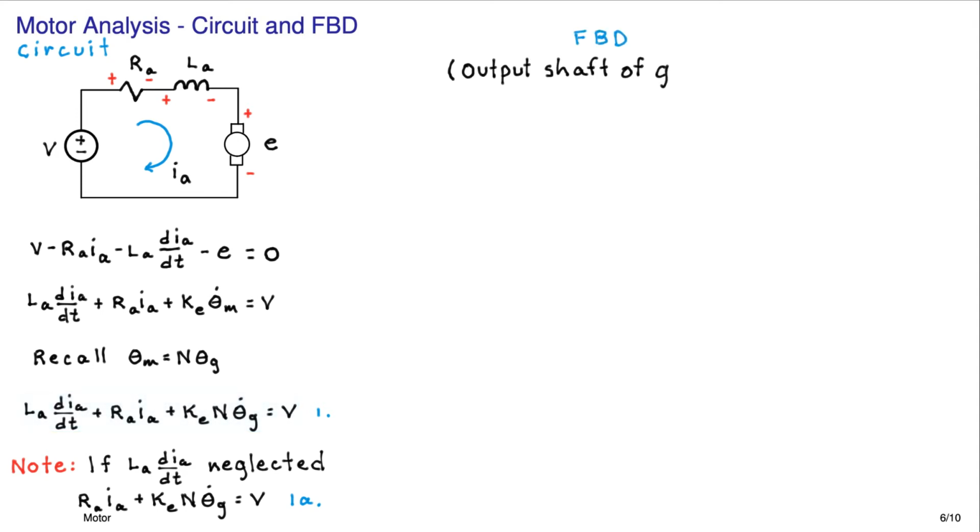Here's a free body diagram, and we're going to be doing this on the output side of the gearbox. So here's our theta g as the dependent variable, the spin of the motor. We're going to say that that direction is positive. And so immediately I can put on this the inertial moment in the opposite direction. And it's the effective inertia times theta g double dot.